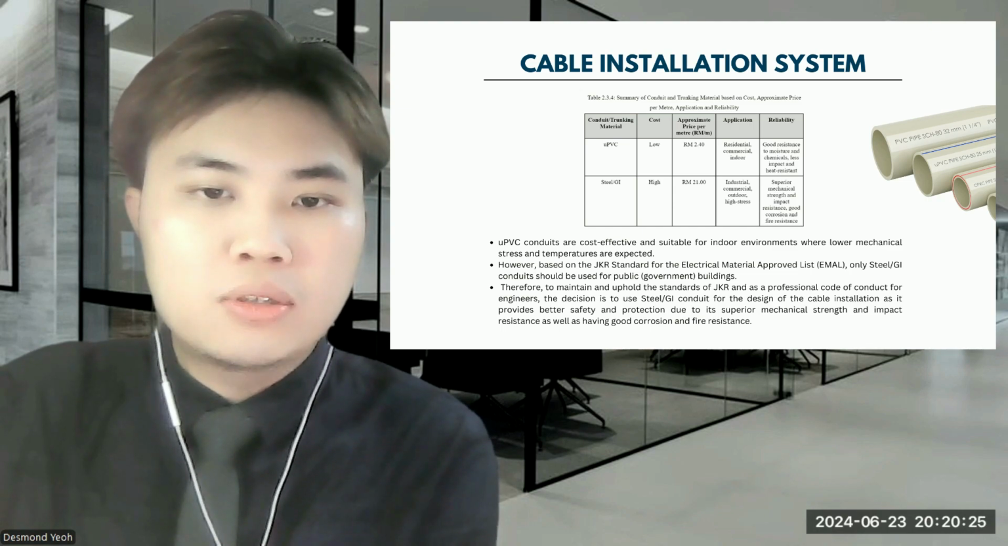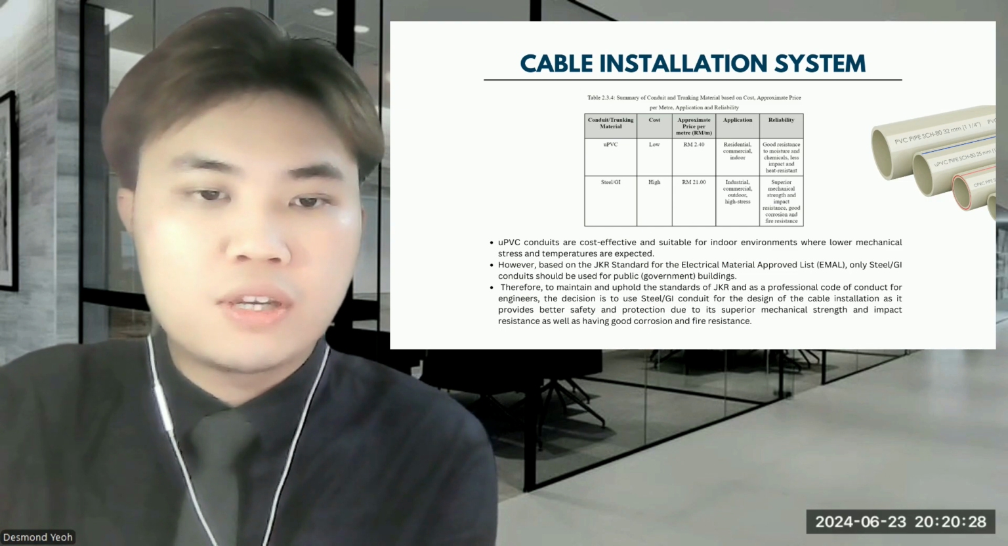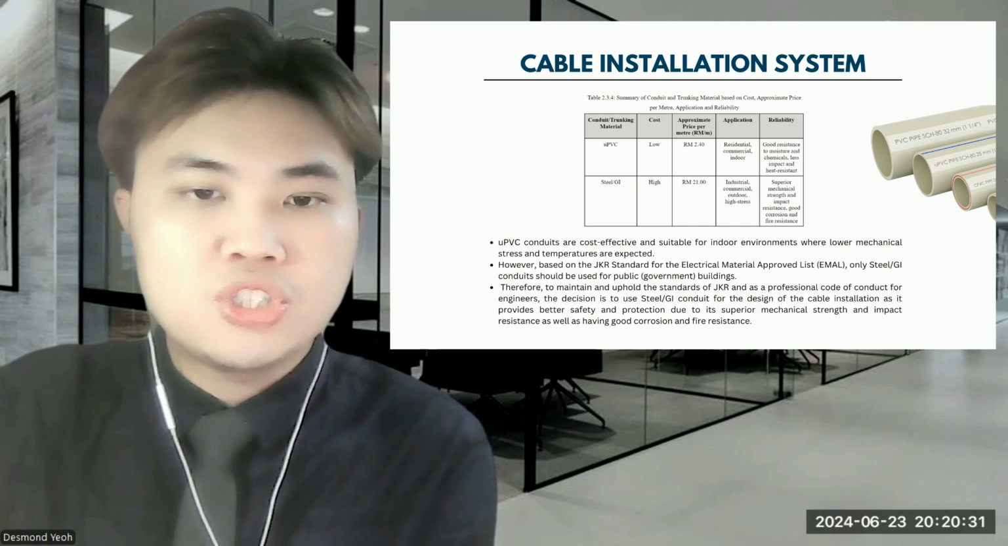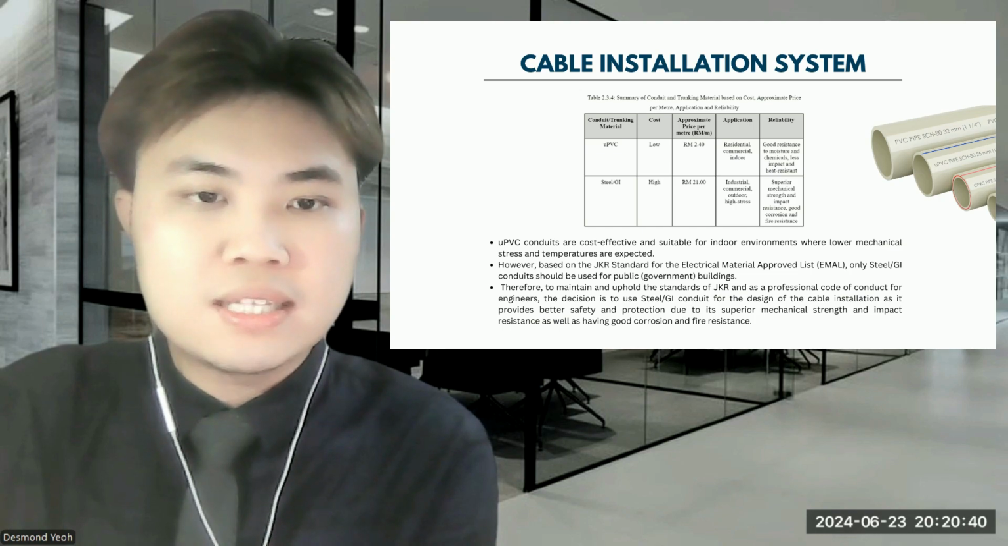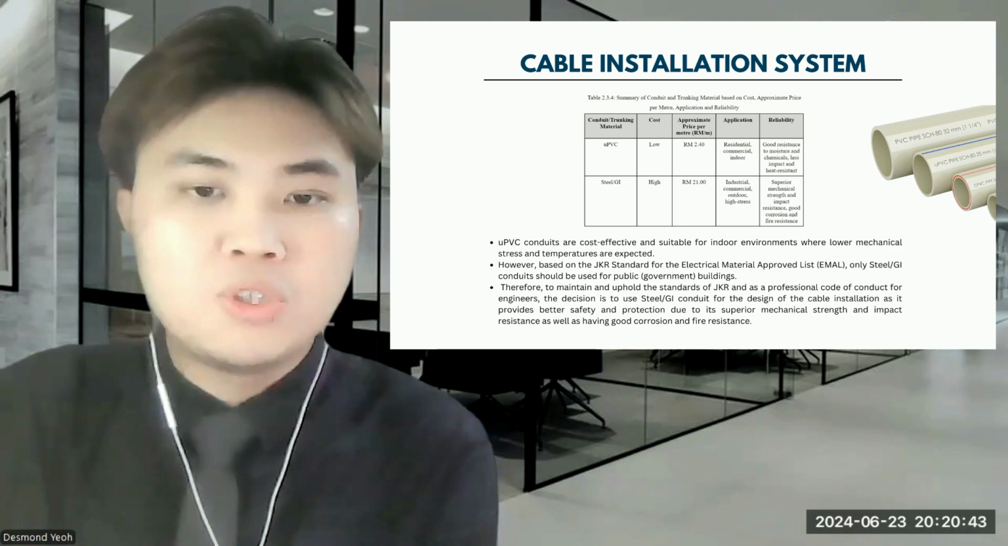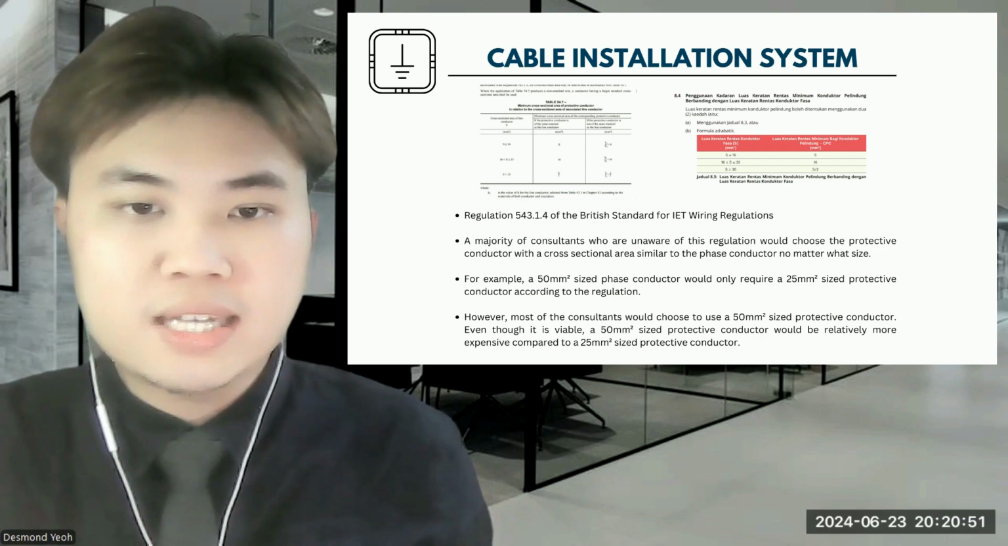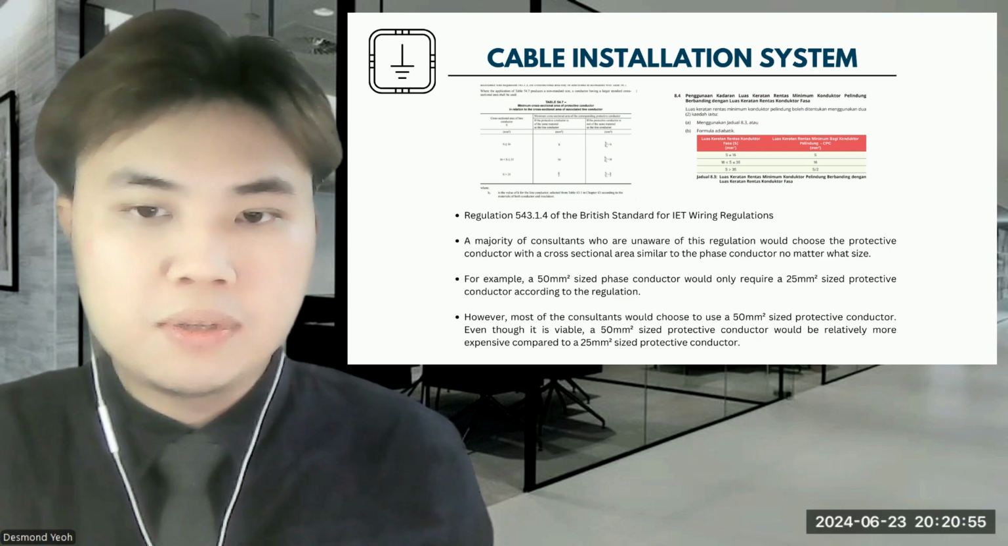Therefore, to maintain and uphold the standards of JKR and as a professional code of conduct for engineers, the decision is to use steel GI conduit for the design of the cable installation, as it provides better safety and protection due to its superior mechanical strength and impact resistance, as well as having good corrosion and fire resistance, which justifies the higher cost.